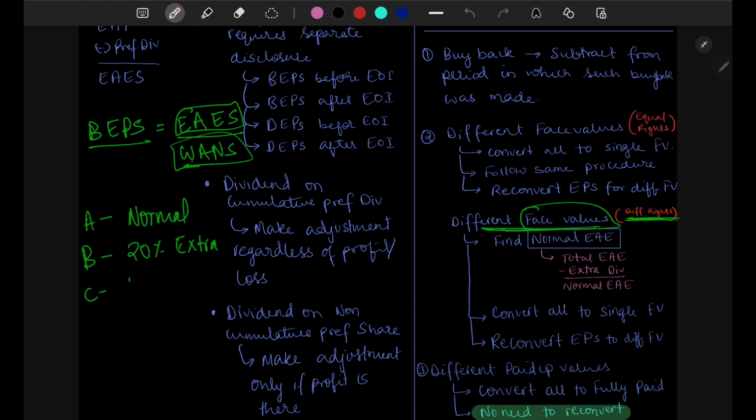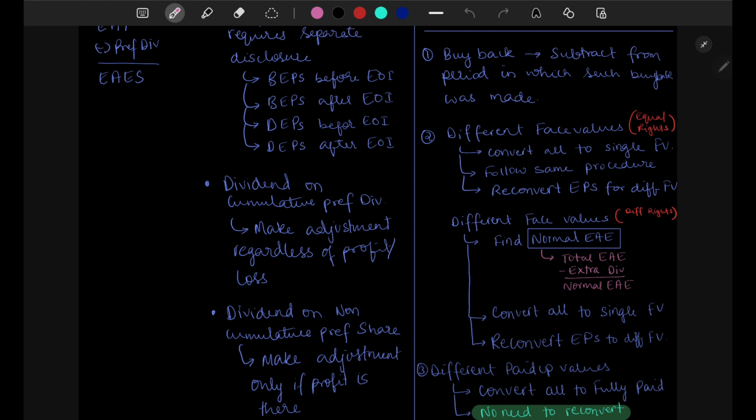Okay, and C is also entitled to 10% extra. We're talking about dividend here, so extra dividend basically. Even here also extra dividend, right? So different classes of shares are entitled to different rates of dividends.